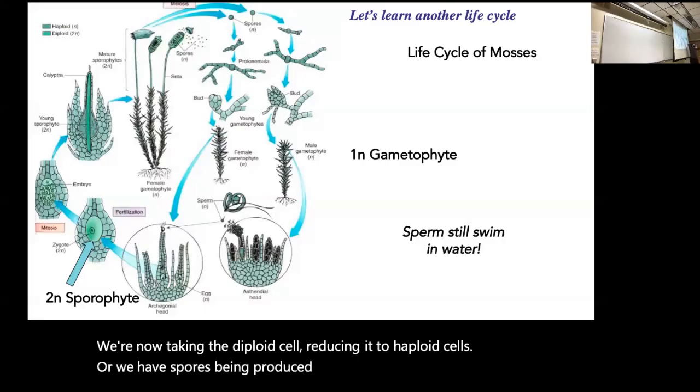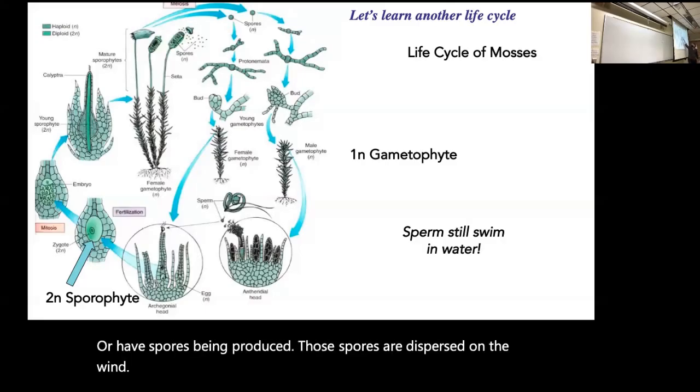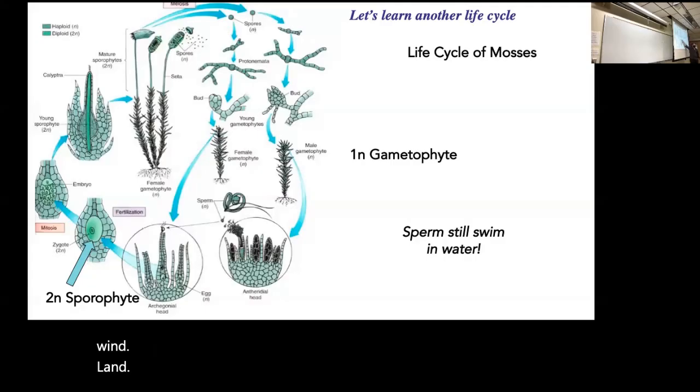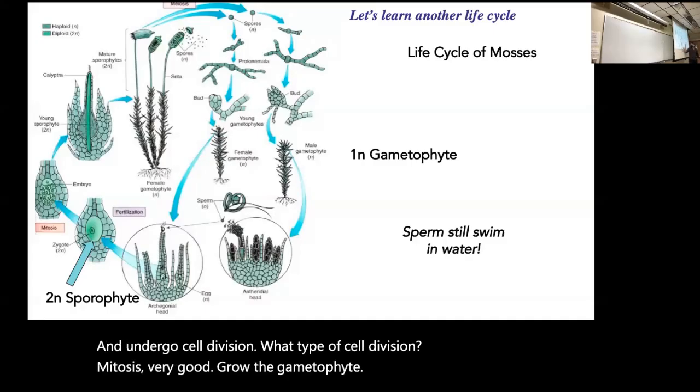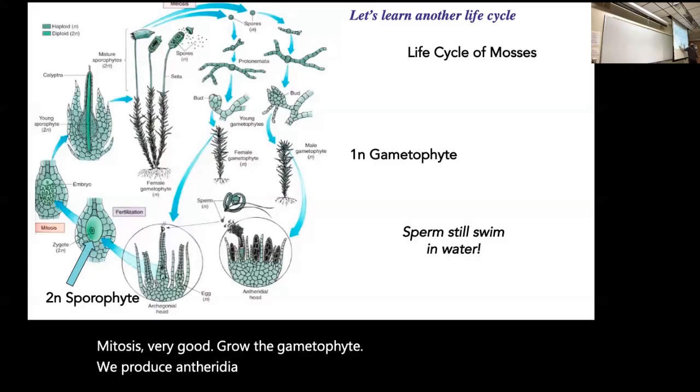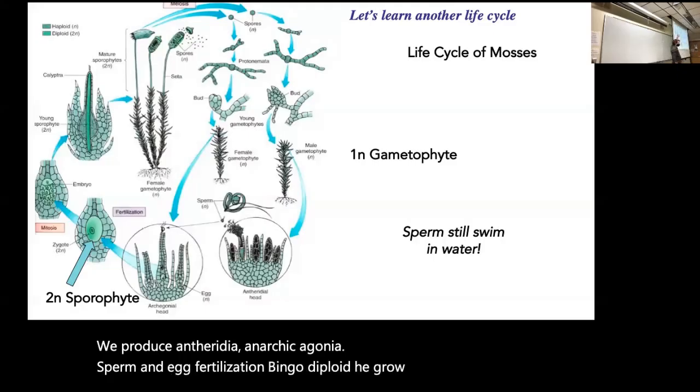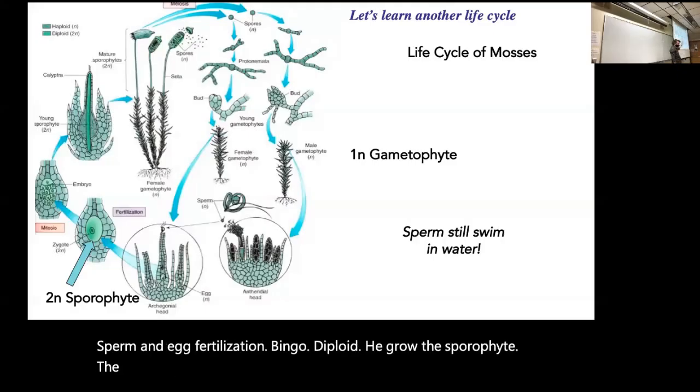Those spores are dispersed on the wind, land, and undergo cell division. What type of cell division? Mitosis. Very good. Grow the gametophyte. Now we produce antheridia and archegonia. Sperm and egg. Fertilization. Bingo. Diploid. We grow the sporophyte. It's the same thing over and over.